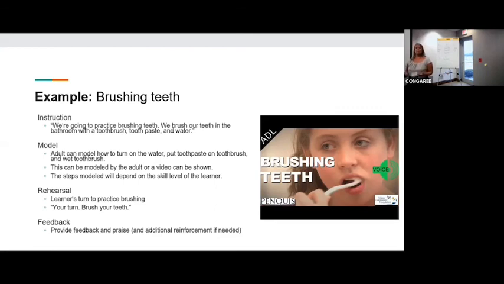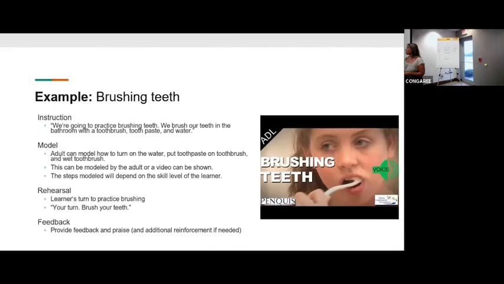So especially now, depending on who has the skill set and with COVID, having a video model is really great. It's very fast. It's easy to repeat. You can press play, you can press pause. I really like that option too. And then the steps modeled will depend on the skill level of the learner. So again, these are only a few steps. We brush our teeth, we turn on the water, put toothpaste on the toothbrush, and wet the toothbrush. We know that toothbrushing could break that down into a heck of a lot more steps, but maybe for this learner, we don't have to.